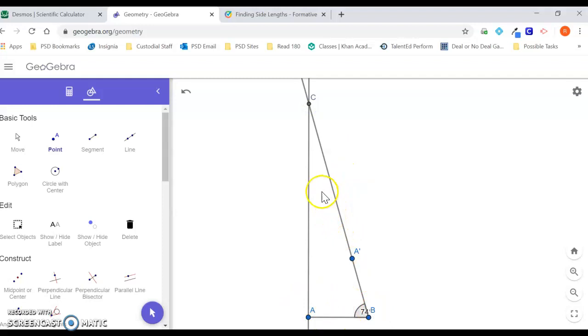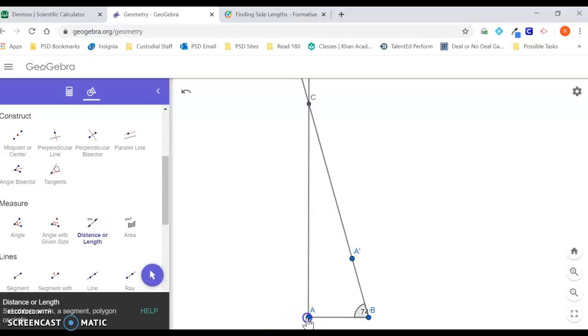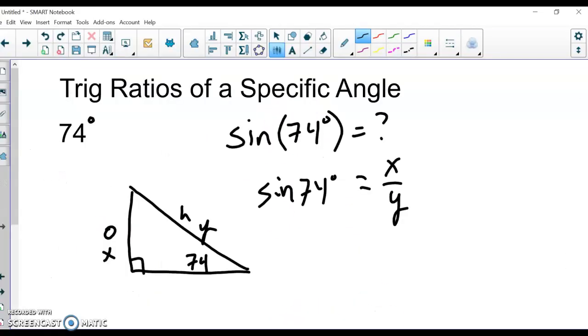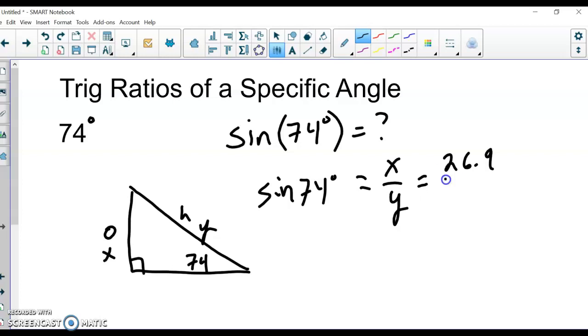And I wanted to know what my ratio was between the opposite side and the hypotenuse, my sine ratio. So let's get our lengths here. Between A and C, it's 26.9. So I'm going to go over here and say 26.9 is the opposite side length over the hypotenuse, which is B to C. I get 27.9. So then I come back over here and I see that that is 27.9.